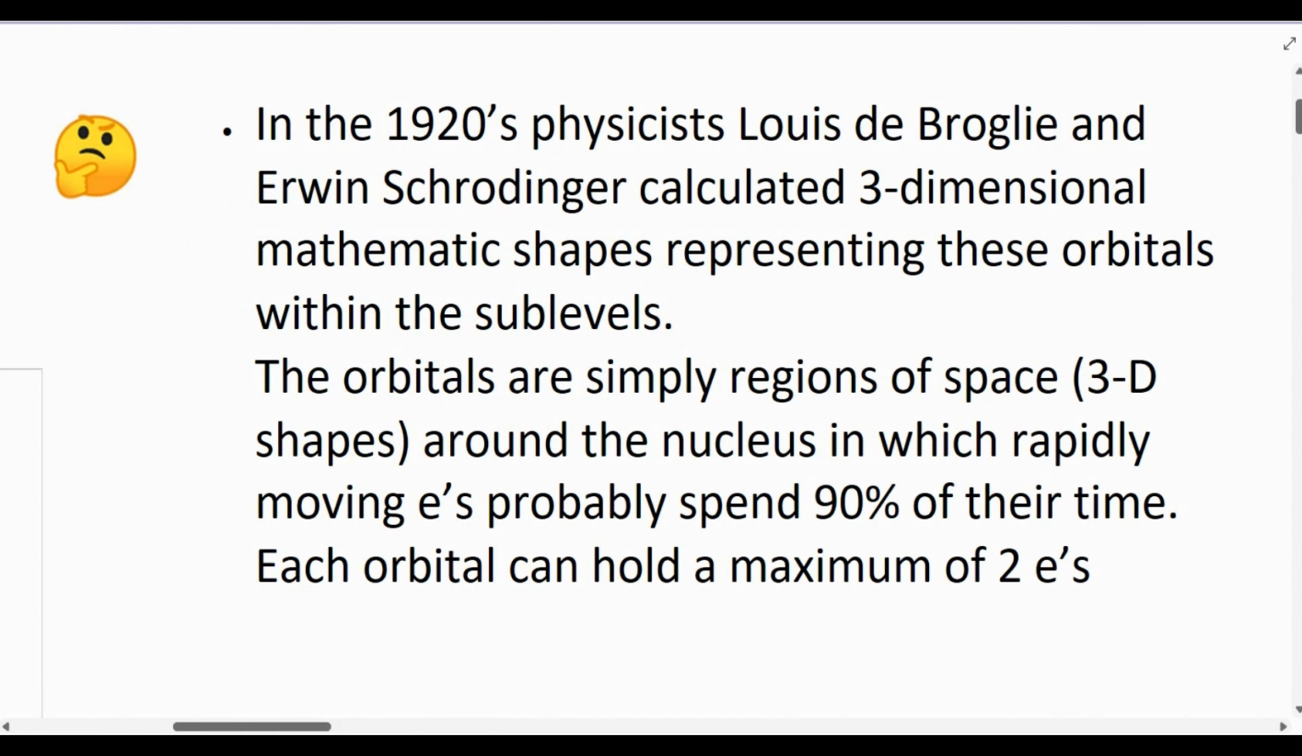Around about the 1920s, physicists Louis de Broglie and Erwin Schrödinger calculated 3-dimensional mathematical shapes of these orbitals, or energy shell subshells. And orbitals are simply regions of space, 3-dimensional shapes around the nucleus in which rapidly moving electrons spend 90% of their time. We had defined these before as just being layers, circular, hollow layers. Well, now we're going to say there's more than just that. And they're orbitals, and each orbital, regardless of its shape, can hold a maximum of 2 electrons.